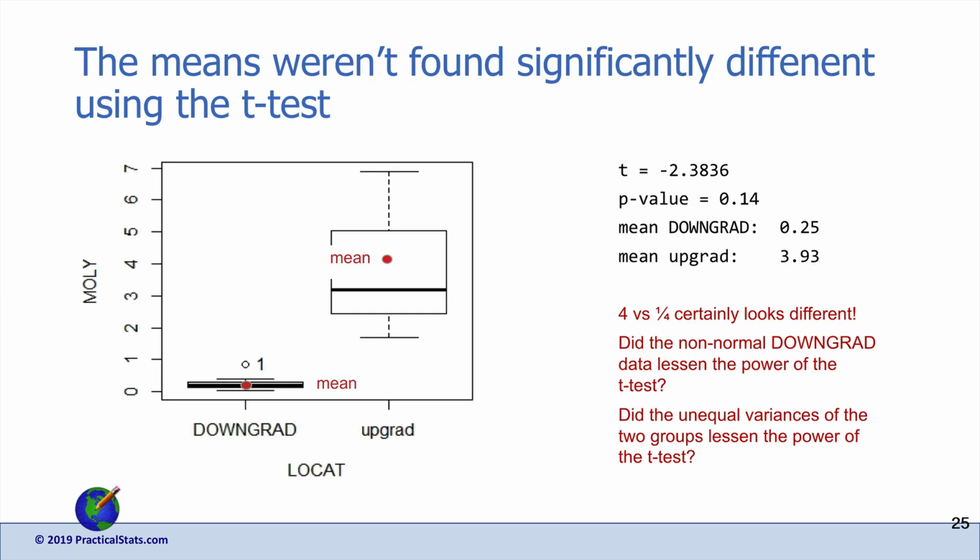So here's a picture of the means. The mean of the up gradient group was 4. The mean of the down gradient group was 1/4, approximately. So a 16 times difference. All of the data in the up gradient group are higher than all of the data in the down gradient group. When you run a t-test, because of the violation of those assumptions, I presume, you get back a p-value of 0.14 and would not say that the means are different between these. So that's the real world.